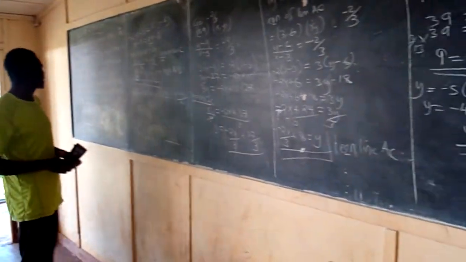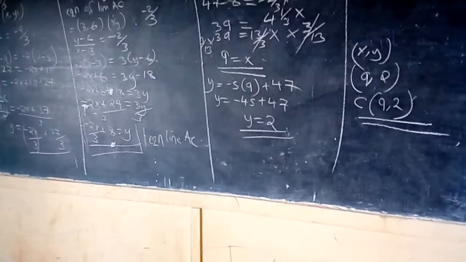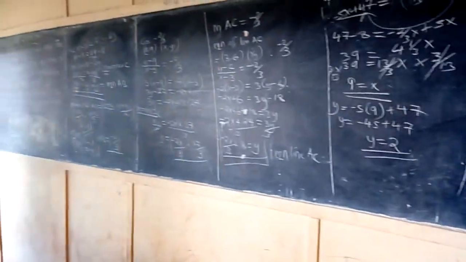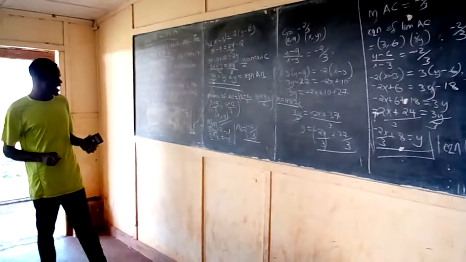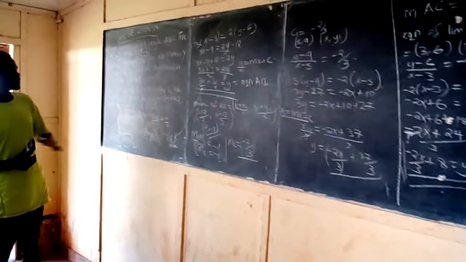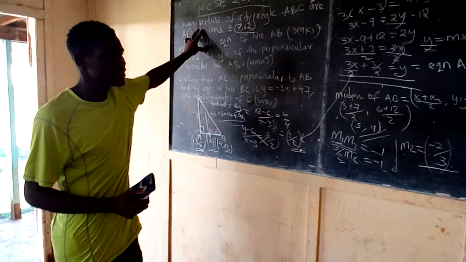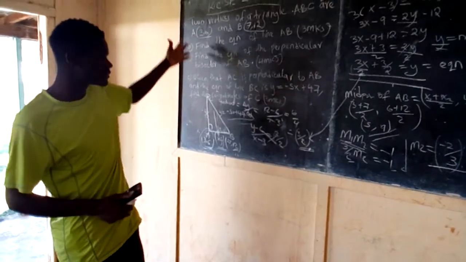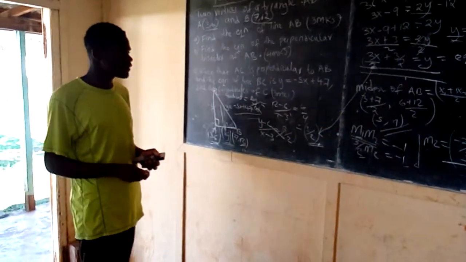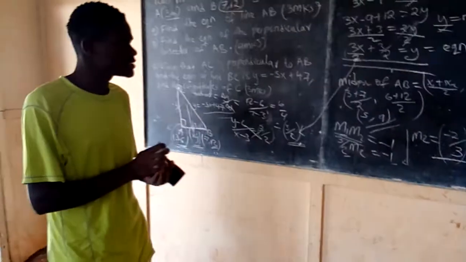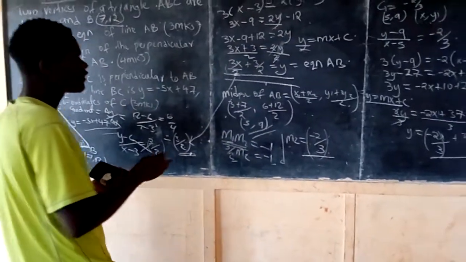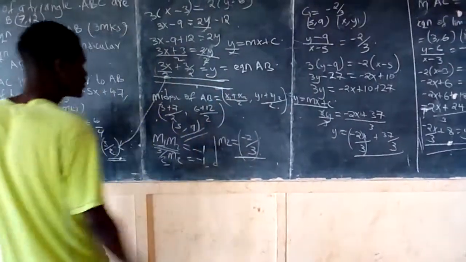I believe you enjoyed it. That was the question of 2018 KCSE. I think you enjoyed the lesson. Now please follow it very keenly. It will help you from this point, because we found part A ended at this point, the equation of AB. That was the end of part A of the question.